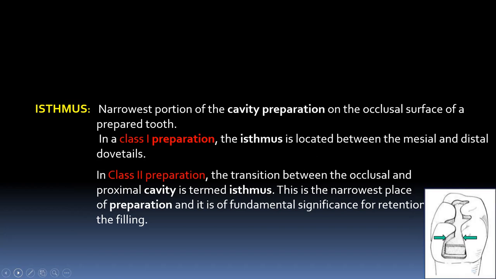And the isthmus is the narrowest portion of the cavity preparation on the occlusal surface of a tooth. And we all know class 1, class 2, class 3, class 4, class 5, class 6 preparation. In the class 1 preparation, the isthmus is located between the mesial and the distal dovetails. And in the class 2 preparation, as we can see in the picture, the transition between the occlusal and the proximal cavity is termed as isthmus. This is the narrowest place of preparation, and it is of fundamental significance for retention of the filling.